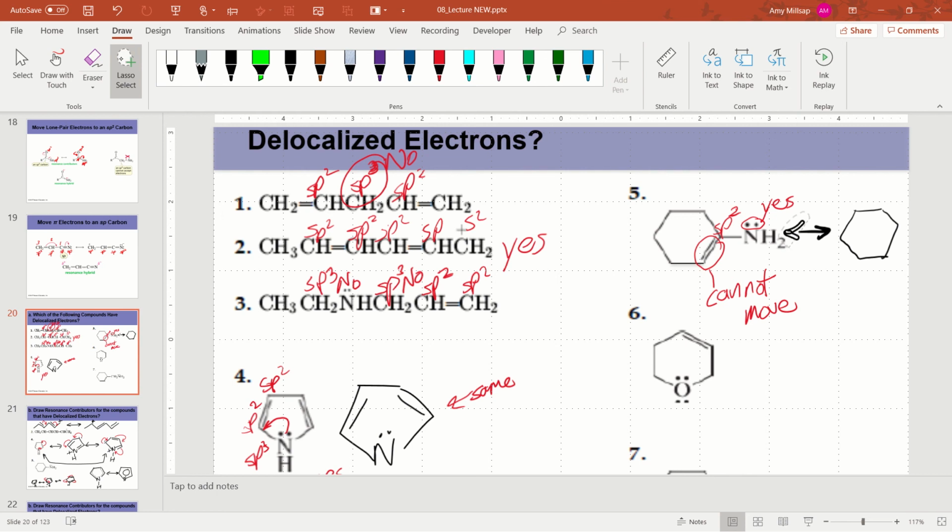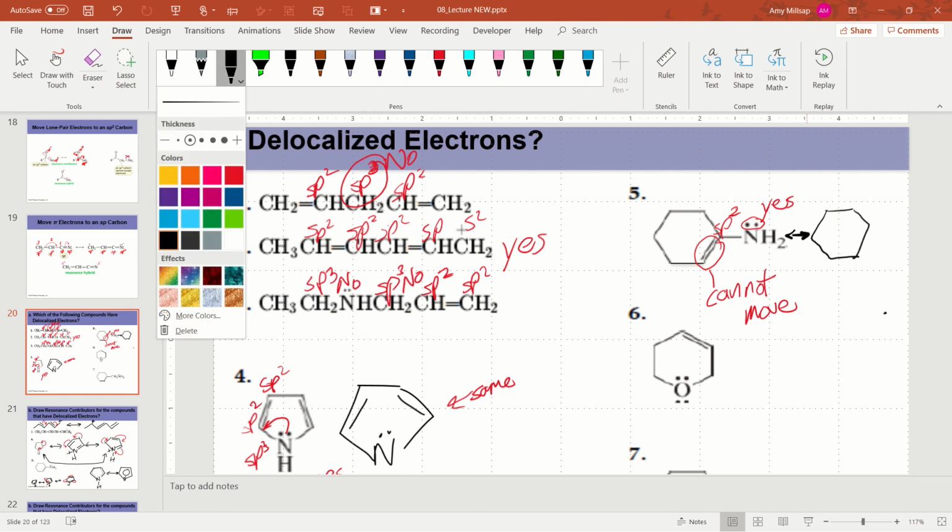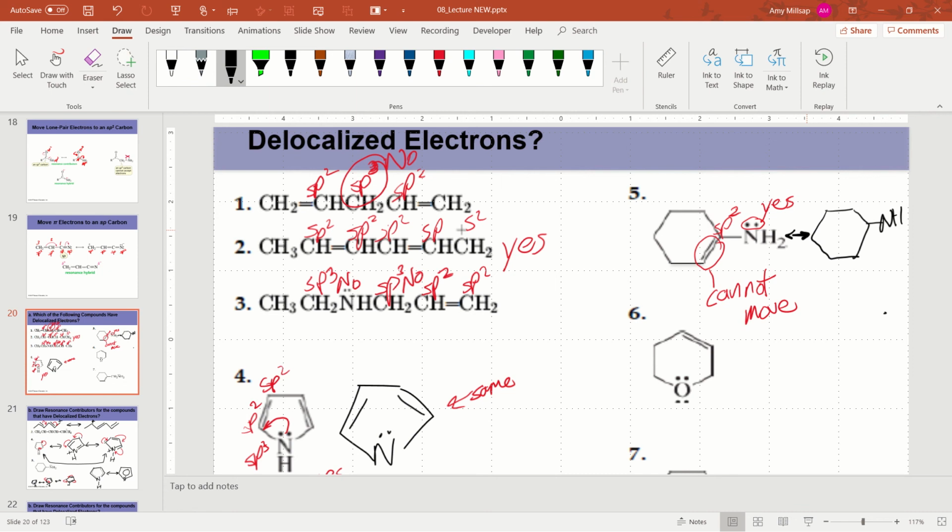Smaller arrow. Move the ring over. Whoops. Now I can add my bond to nitrogen. So what I'm going to do, the resonance structure is going to have the lone pair from nitrogen being moved to between the nitrogen and the sp2 carbon.